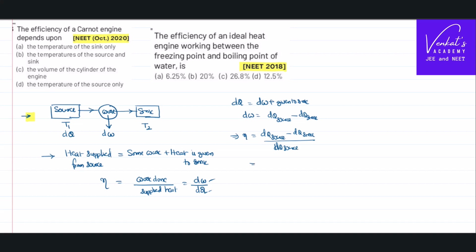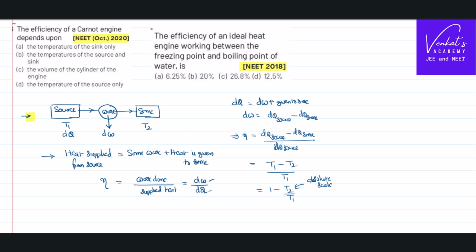If you say heat is directly proportional to the temperature, if you consider that as the temperature of the source minus temperature of the sink by temperature of the source. That's 1 minus T2 by T1. All these temperatures shall be taken in the absolute scale, the Kelvin scale. That's the formula for the efficiency of a heat engine.